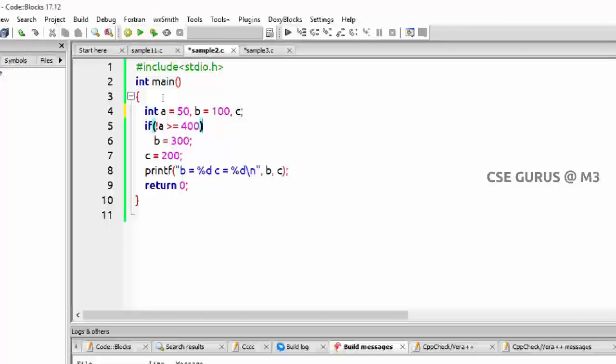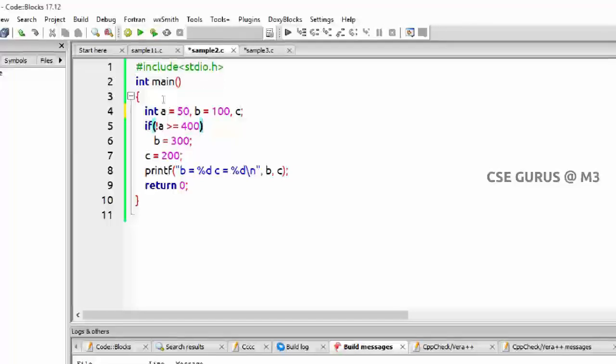But this is not correct. First thing you have to check: not a, first priority will be given to not of a. So not of 50, not of non-zero is 0, right? So this entire will become 0. Not of any non-zero will become 0. 0 is greater than or equals 400, false.